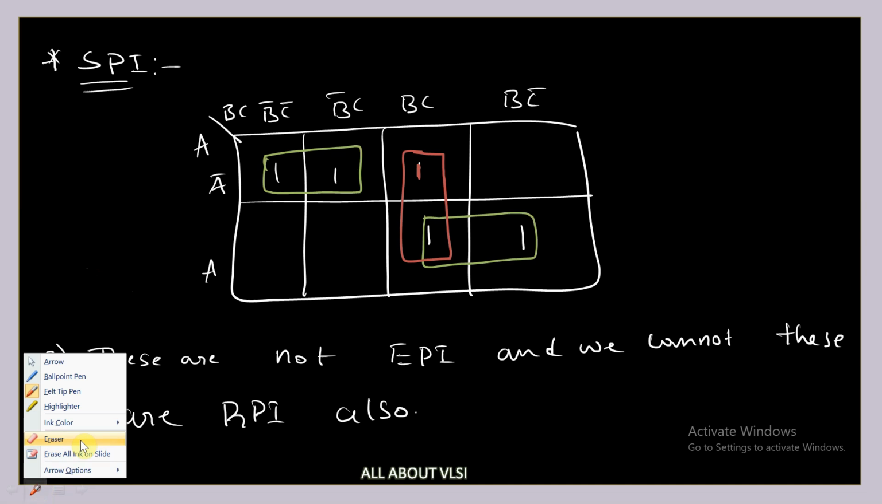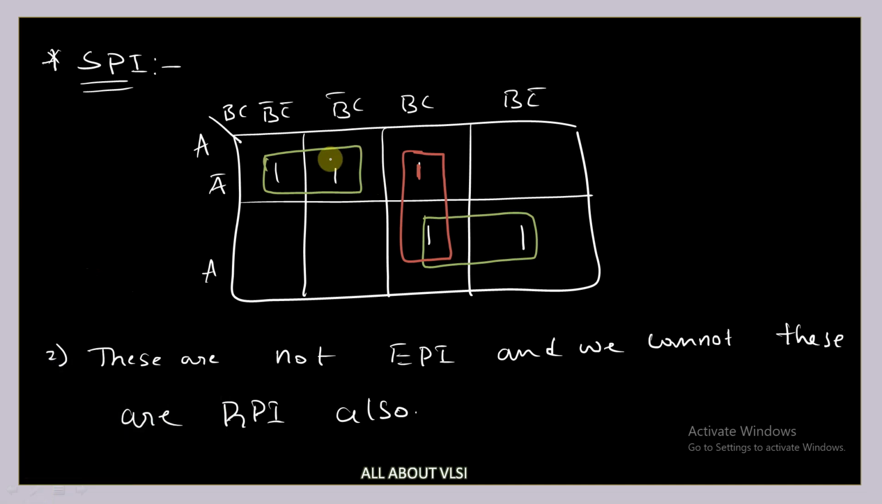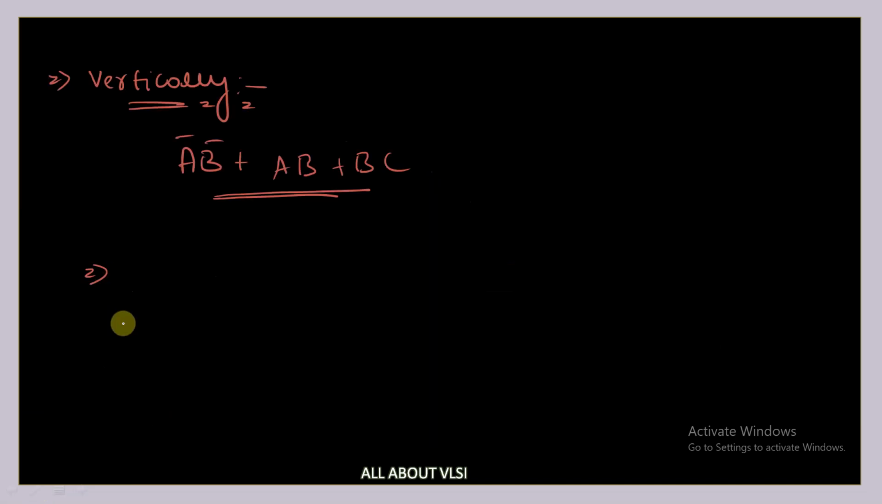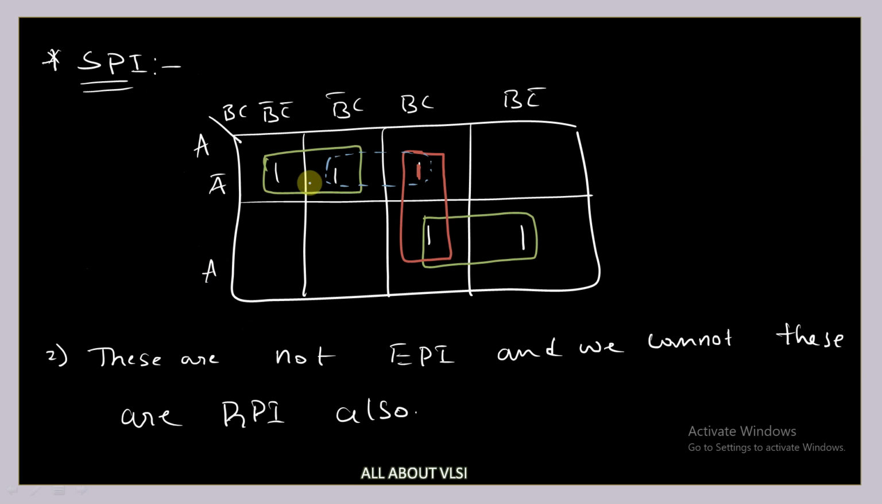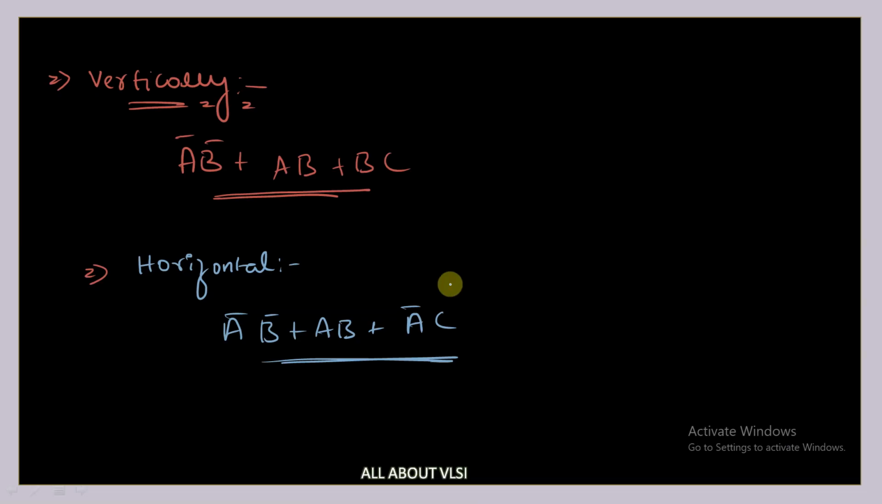let me change the color. So if I perform horizontal grouping, then I will get the answer like this. If I perform horizontal grouping, then what am I going to get? I'm going to get A bar B bar plus AB plus, this is A bar C. Is it clear? Is this clear or not? Yes or no? Please let me know.